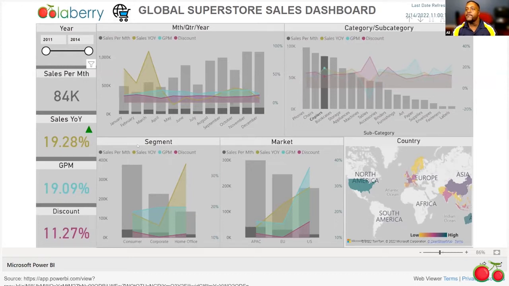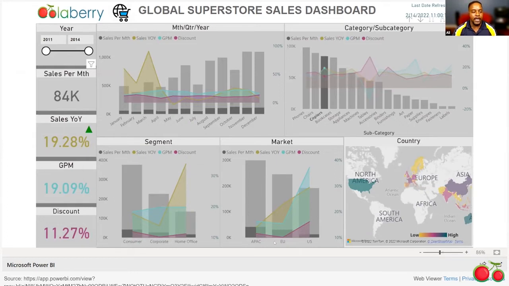Now, if I move down to my segment dimension, I can see that consumer segment has more sales, by the bar. Consumer has more sales, but the highest trending year over year, home office is moving up. Our year over year is over 30%. So that means that while consumer has the highest sales, home office has the highest acceleration.